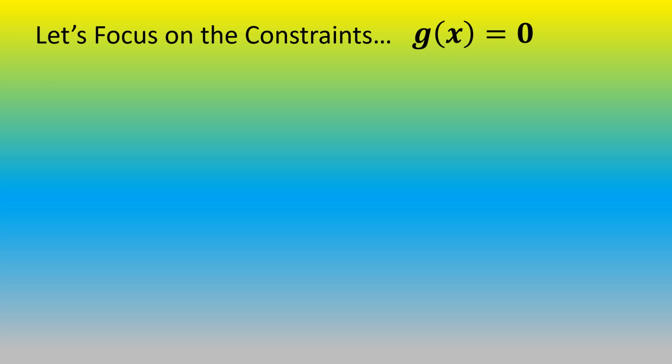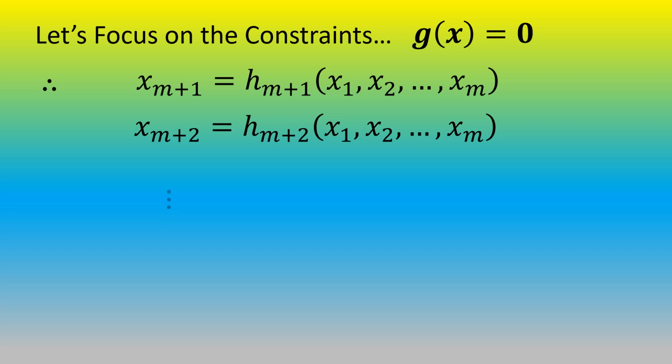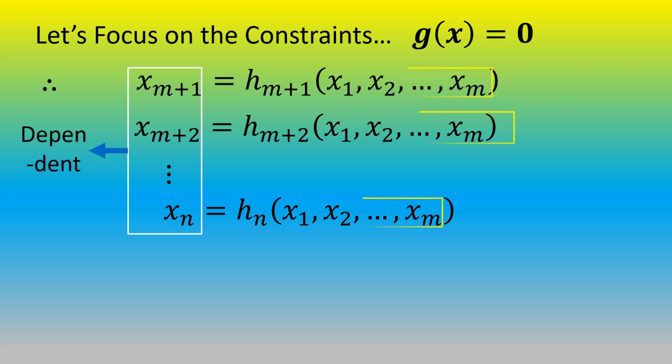Alright, so we have g of x equal to 0. Therefore, we can say that x m plus 1 is equal to a function of the first m variables, and so is x m plus 2, all the way to x sub n. So those dependent variables are functions of the independent variables. So we have the dependent variables, and we also have the independent variables in yellow.